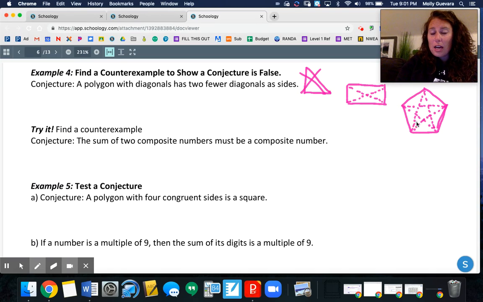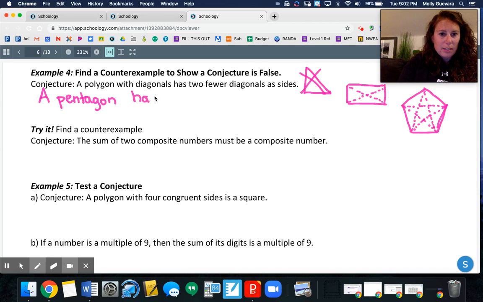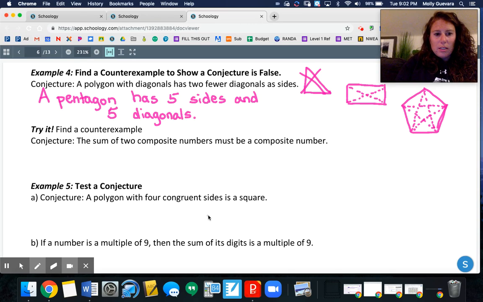So because I found something that didn't fit this conjecture, I've used a counterexample. My counterexample is a pentagon that has 5 sides and 5 diagonals. So that is a counterexample. That is proving that that conjecture is not true.